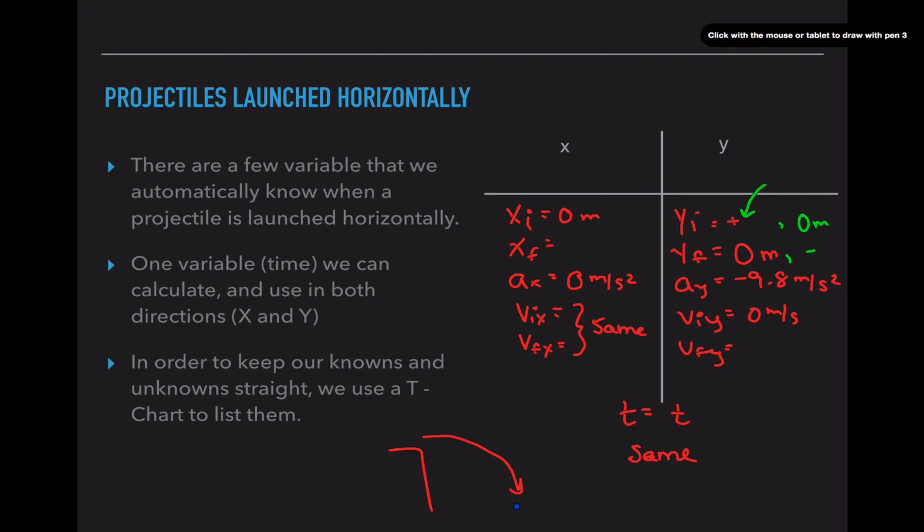So on this slide, I'm going to star the things that we automatically know no matter what. So without even reading the problem, we know that AX is 0. You can plug that in every single time no matter what. We know AY is negative 9.8. You can plug that in every single time no matter what. And in horizontally launched projectiles, VIY is always 0. Now this will change in the next video, but for now, automatically 0, plug it in no matter what. And you know that if you solve for time, you have time in both directions.